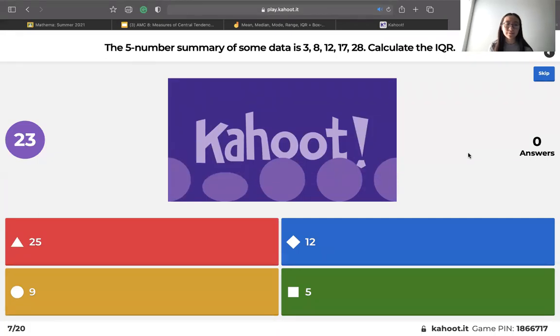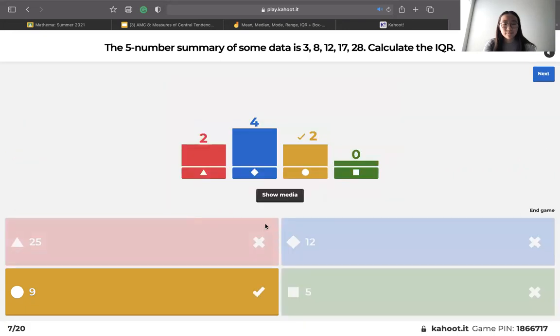I'm not sure that we went over this too well in the lesson. So basically, interquartile range, subtract the lower quartile from the upper quartile. So the answer is 9 because the lower quartile is the second number in a 5-number summary, and the upper one is the 4th number, or 17. So 17 minus 8 would be 9. And it's okay if you got this one wrong because we didn't go over it too much.